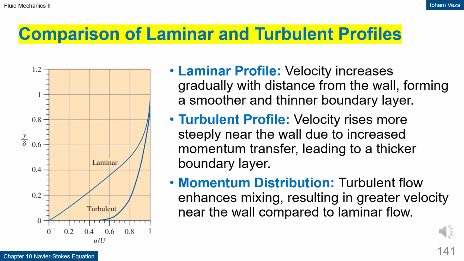Comparison of laminar and turbulent profiles. The laminar profile shows a smooth and gradual increase of velocity from the wall. The turbulent profile rises much more steeply near the wall due to strong mixing. As a result, the turbulent boundary layer is thicker than the laminar one.